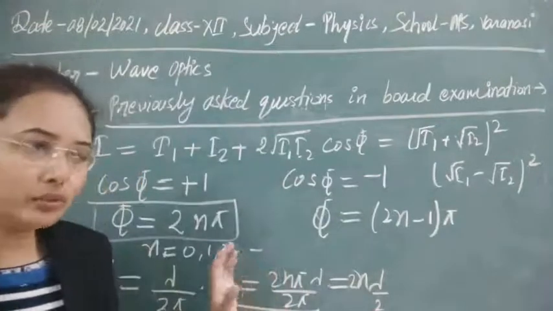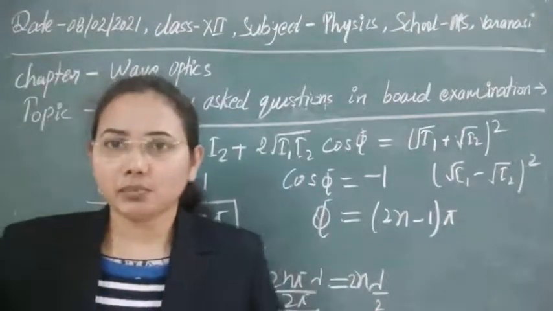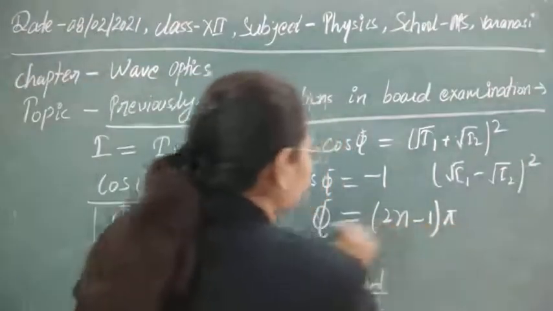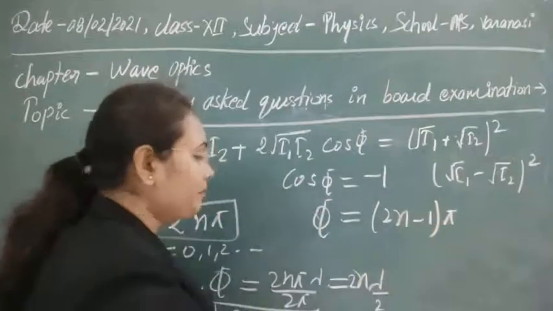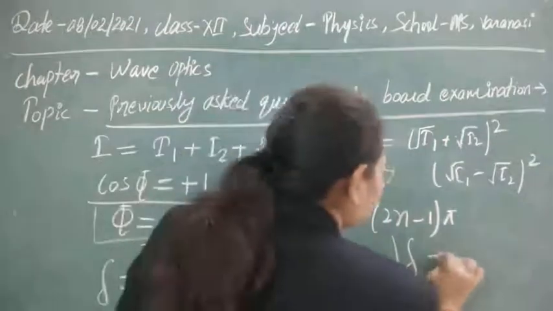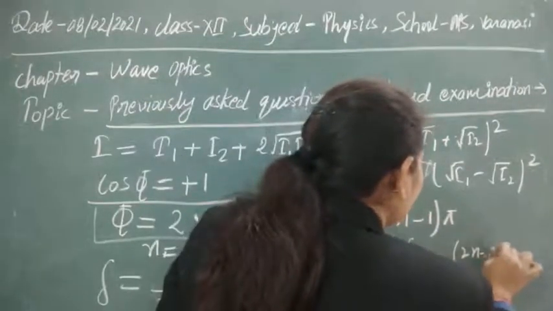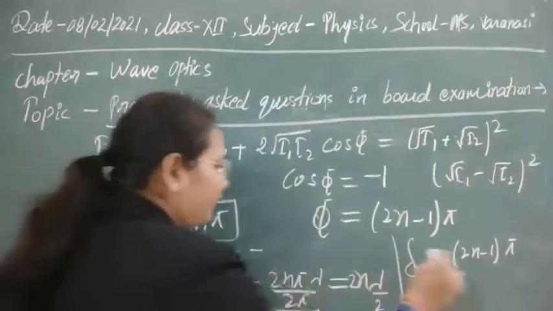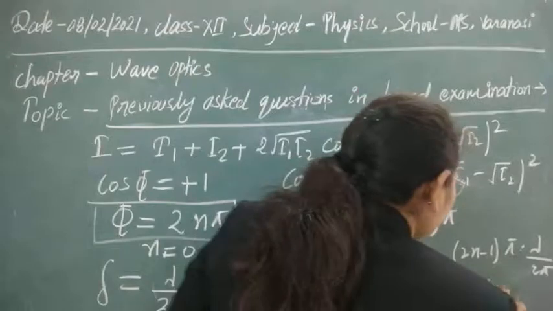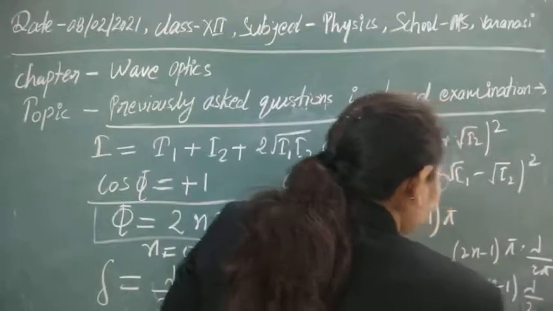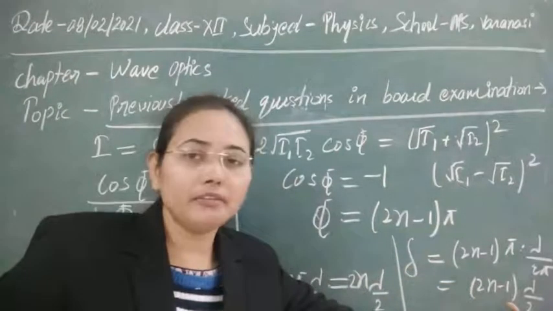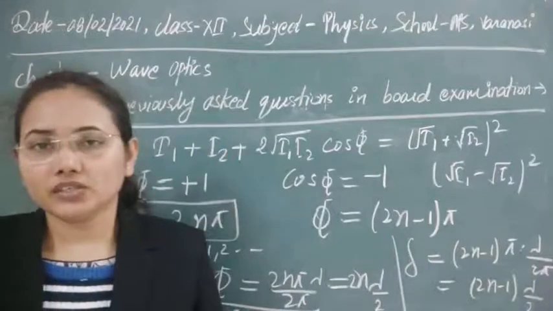This condition we will use to study the Young's double slit experiment later. That's why I am telling you this. The second case is phi equal to an odd multiple of pi. If you obtain the path difference here, it is equal to pi into lambda by 2 pi. So pi will cancel out and we will get 2n minus 1 into lambda by 2. It means that whenever the path difference between two interfering beams is an odd multiple of lambda by 2, at that time we will get destructive interference.